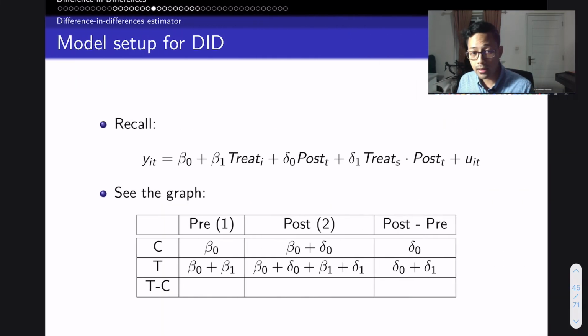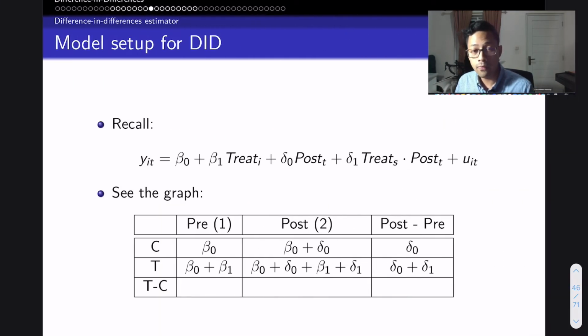Now let's look at the pre and post for the treatment group. The average outcome for the treatment group before the program was implemented is beta 0 plus beta 1. Well, how do you get that? It's quite straightforward. For the treatment group, the value of treat is going to be equal to 1.